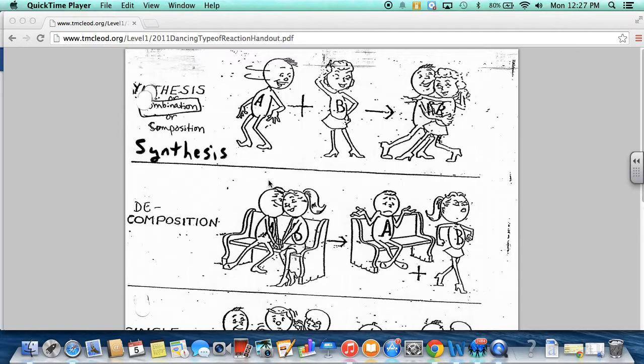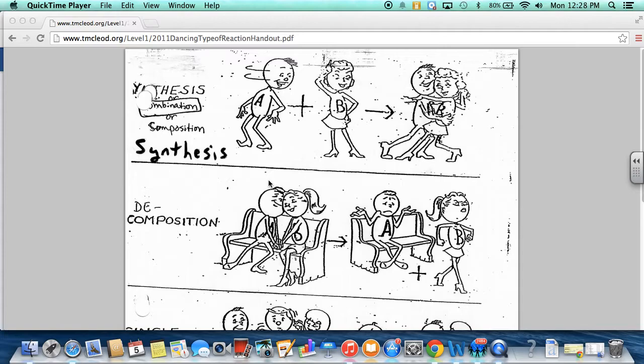How it works is if you have simply a picture of a person, that's an element, and if you have a picture of a couple, that means it's a compound. So, for example, the first one, which is synthesis, is basically if you have two or more elements as reactants coming together to form one product, which is a compound, that would be considered synthesis. So the easiest way of remembering that is that you form one product.